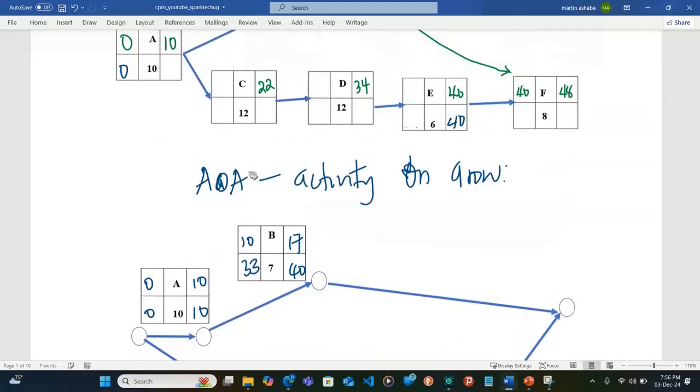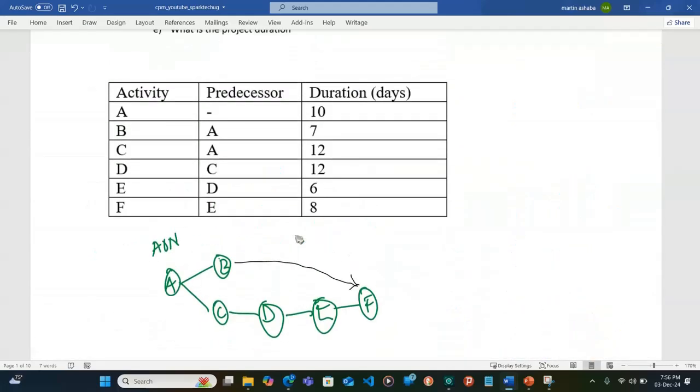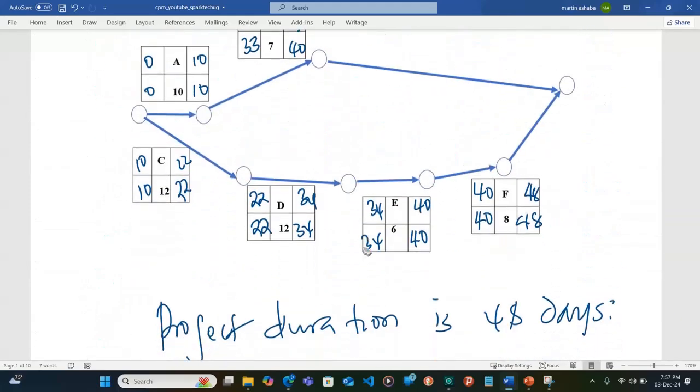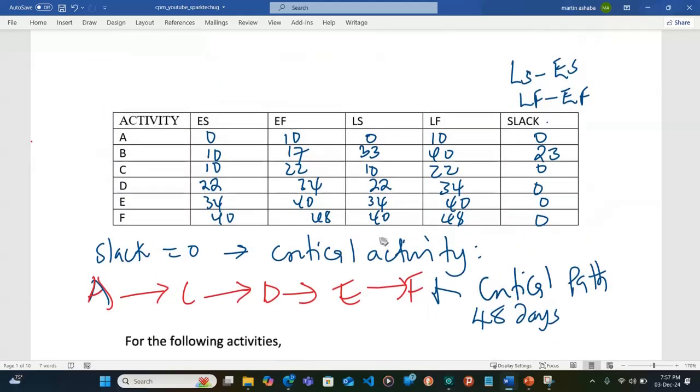Or if you wanted, you could add the time of those activities. Let us see, if we used 10, we add 12 plus 12, that is 24, that is 34, and 34 plus 6, that is 40, plus 8, that is 48 days for those activities that are on critical path.